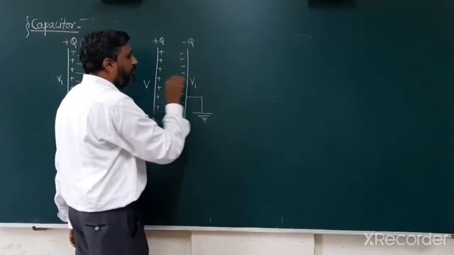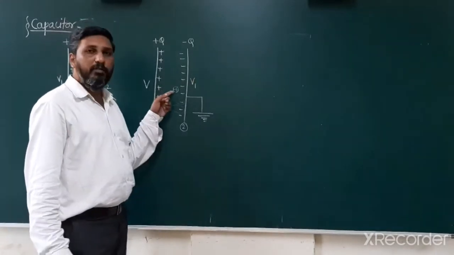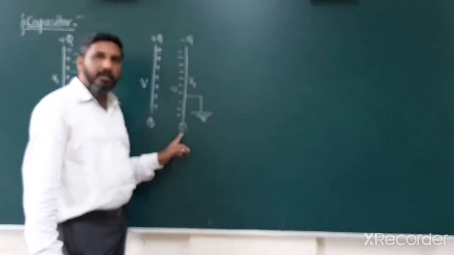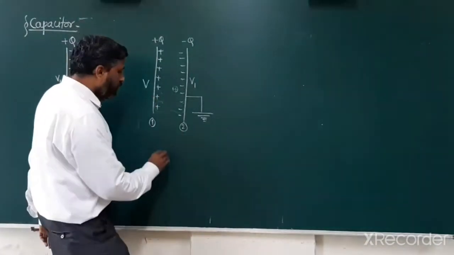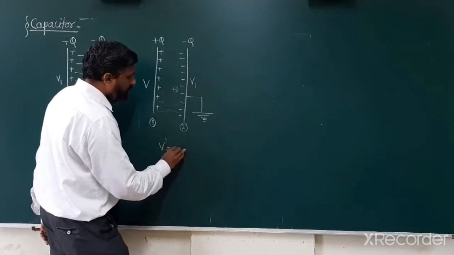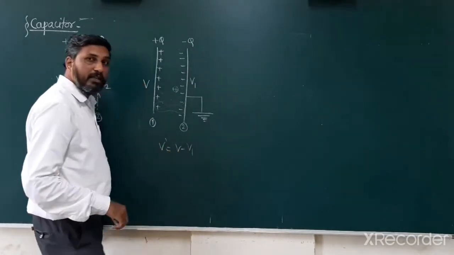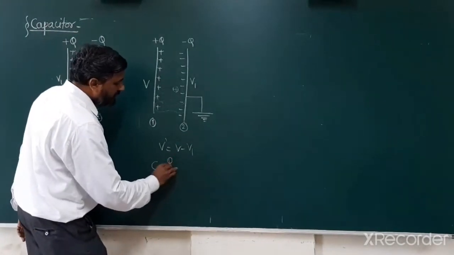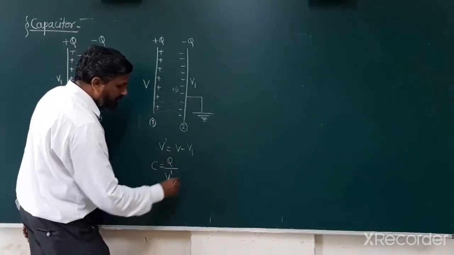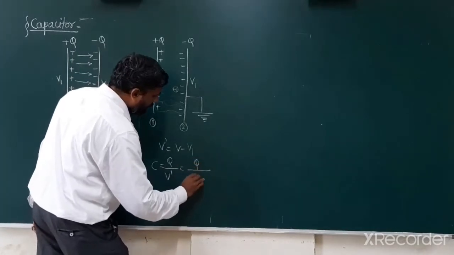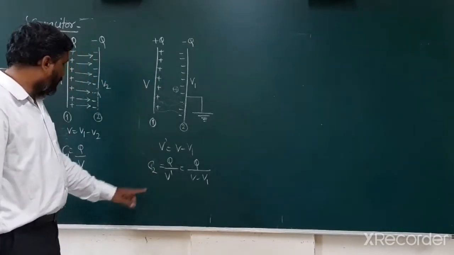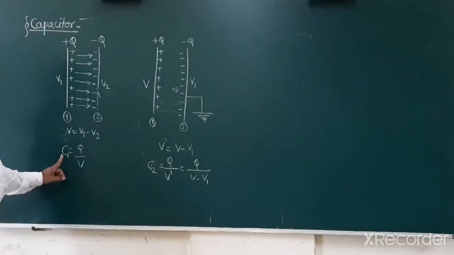Its potential is V1. Because of these free positive charges, the potential at the second plate becomes less. So the new potential V dash equals how much? It is V minus V1. This is my new potential. The definition becomes how? Capacitance is given by C equals Q by V dash, so it becomes Q by V minus V1. Let this capacitance equal C2. Now check here what is the potential. Capacitance C equals Q by V.